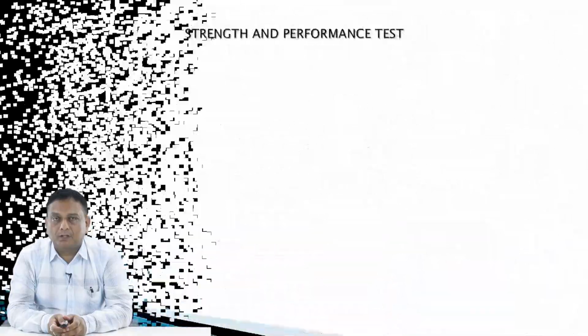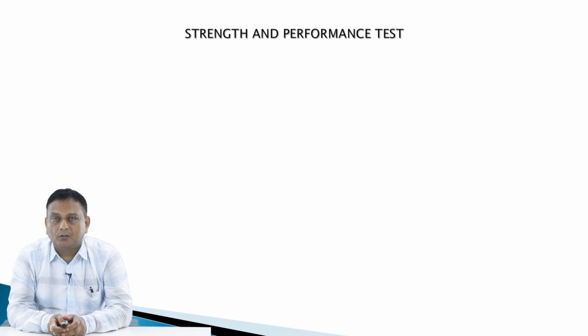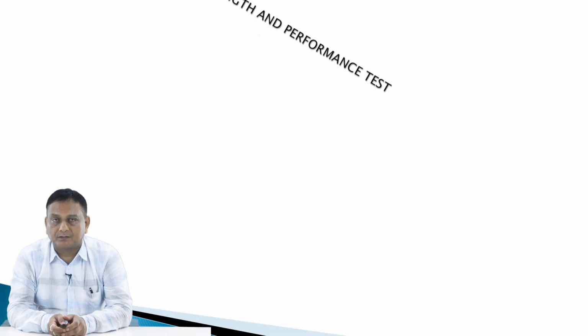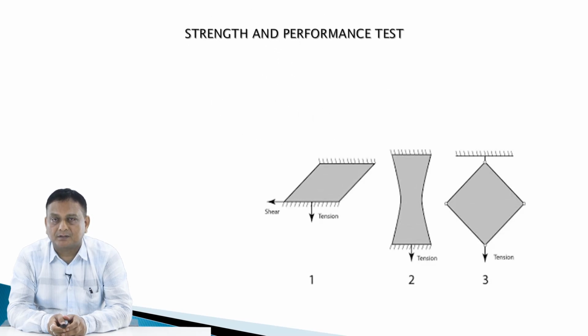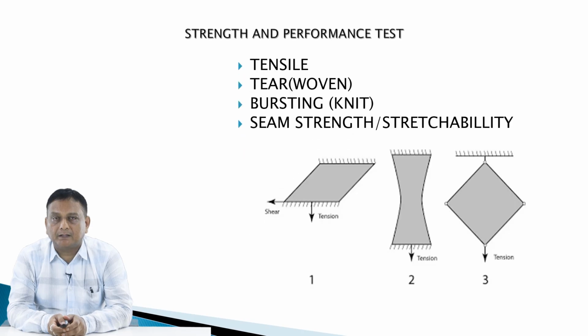Now when we are talking about appearance in laundering, we also have to see some other tests after this laundering, that is the strength and performance test. What are the materials available in the strength and performance test? Different kinds of sample sizes are there for performing this kind of tests. So there are tensile, tear, bursting for knit, then seam strength and stretchability. Those four tests are very, very important in this strength and performance test.